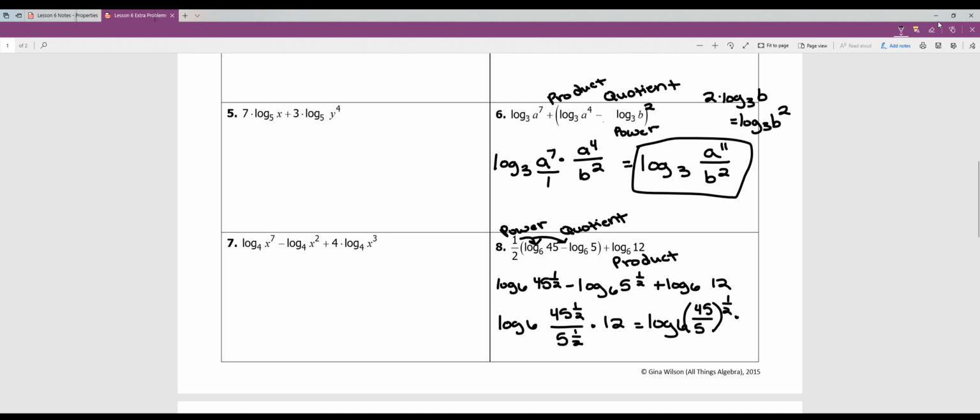Now, 45 divided by 5 is 9, so this is going to become log base 6 of 9 to the 1/2 power times 12. Well, 9 to the 1/2 power is the square root of 9, which is 3. So this becomes log base 6 of 3 times 12. And 3 times 12 is 36. So our final consolidation here is going to be log base 6 of 36. Sorry, not 12, 36. 12 times 3 is 36. And that is the final answer for number 8.